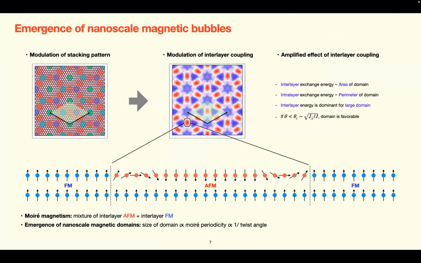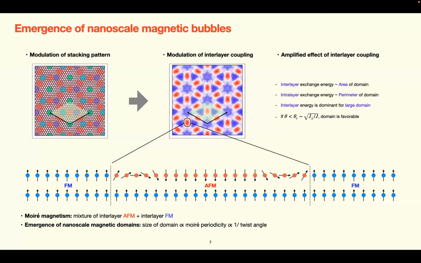The twist introduces this moiré structure. Inside the moiré structure, we can find many different local stacking patterns, and each stacking pattern has different magnetic coupling. Here you see, red means antiferromagnetic coupling, and blue means ferromagnetic coupling. Here I'm talking about the interlayer coupling. Because of this intriguing interlayer coupling, we expect that non-collinear order would be formed. In particular, we should consider intralayer coupling as well.